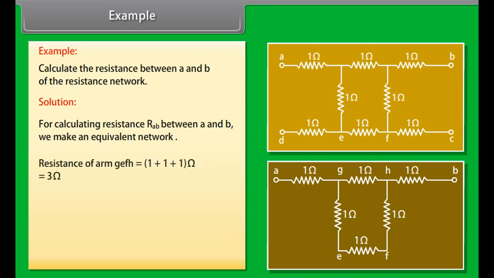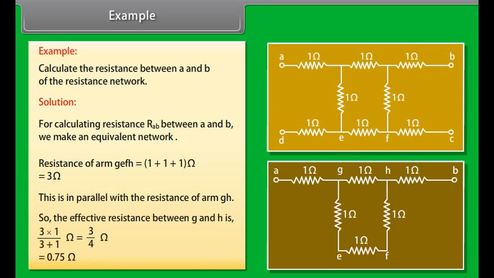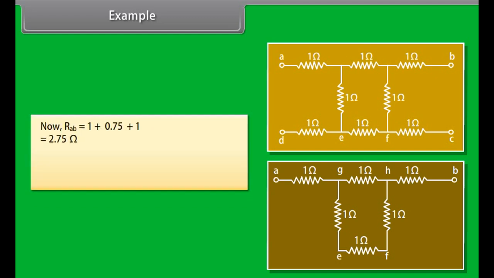Now we calculate the resistance of arm GEFH, which is equal to (1 + 1 + 1) = 3 ohm. This is in parallel with the resistance of arm GH. So, the effective resistance between G and H is equal to 0.75 ohm. Now, RAB is equal to 1 + 0.75 + 1 = 2.75 ohm. Hence, the effective resistance between A and B is 2.75 ohm.